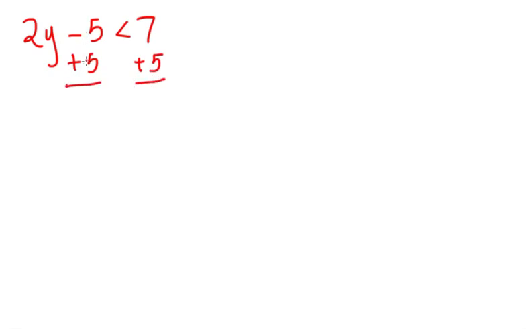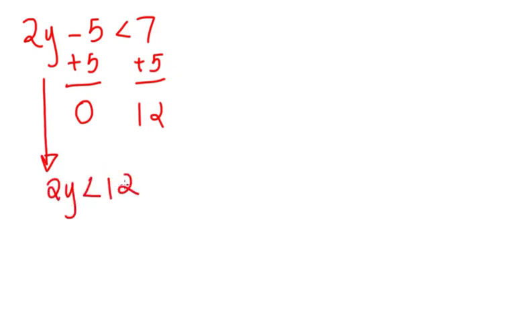Well, a negative 5 and a positive 5 together give us a 0, and 7 plus 5 is 12. And it shouldn't be too hard from there to know that 2y is less than 12. And then our next step, of course, would be to divide both sides by 2. And 2 divided by 2 is 1y, or just y, and y is less than 6.